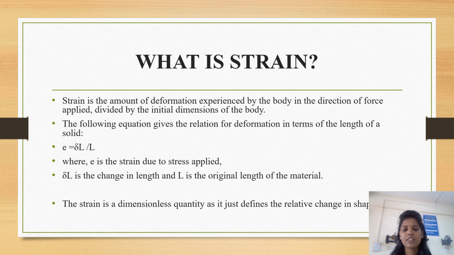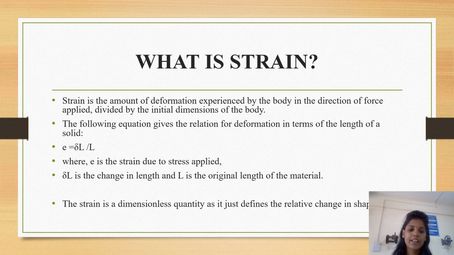The next concept is strain. The strain is induced in the body due to the load. Strain is the amount of deformation experienced by the body in the direction of force applied divided by the initial dimension of the body. What is the meaning of this sentence? If the body is in elastic condition and is subjected to a tensile or axial load, strain is induced in the body. That means strain is the ratio of change in dimension of the body to the original dimension of the body.